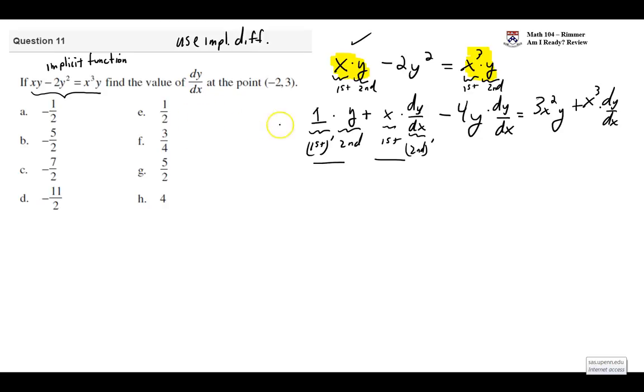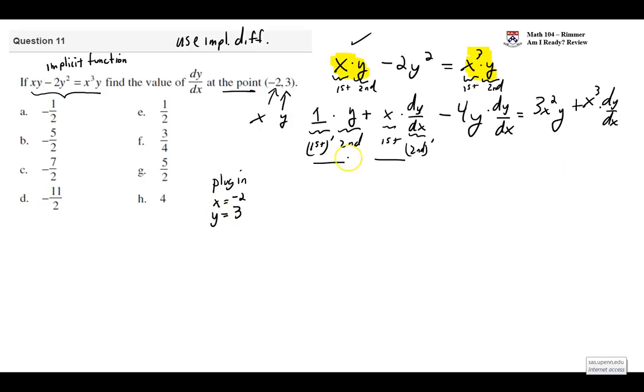Now, normally what you would do would be to get a formula for dy dx and then plug in, but it's better to plug in right now to replace all the variables with numbers. We're interested in this specific point when x is -2 and y is 3. So just plug that in. And then you'll be dealing just with numbers. What happens basically is this becomes an algebra question at this point.